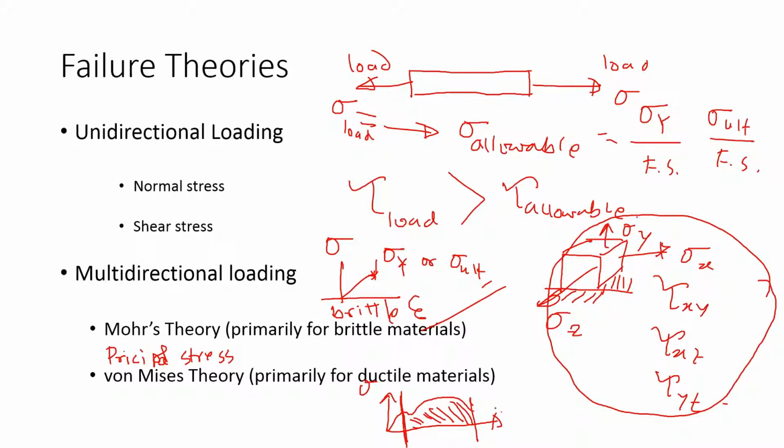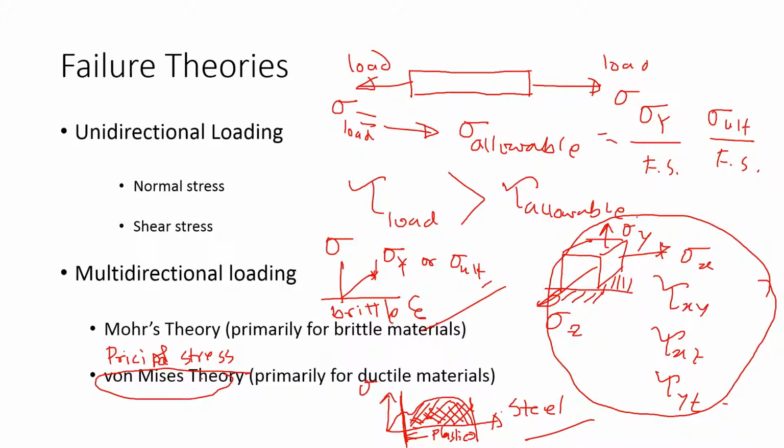So ductile material, for example, steel is a ductile material. So when you design things with steel, you should consider that it can take quite a good amount of energy even after the yield point. So it has a good amount of plastic deformation. So this guy von Mises, he developed this theory based on the distortion or the amount of energy it can take.